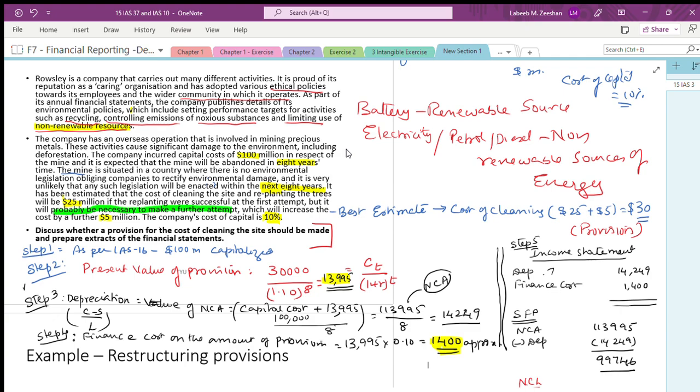We are creating provision for that 30,000. Now, when we say that we have to create provision, how much is the cost of capital? Finance cost. That is the reason we have taken it into step 2. In step 3 we talked about depreciation. The fourth one is the finance cost.